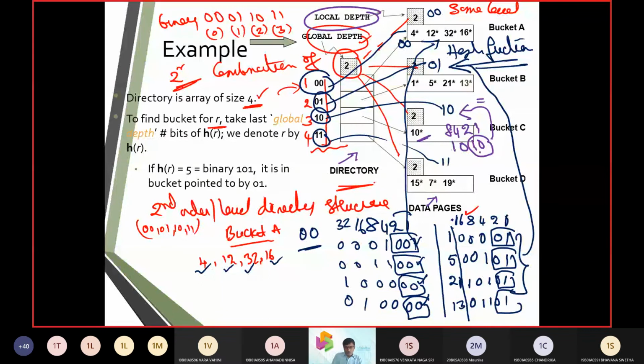Next one. Next one was we have 15, we have 7, and we have 19. Now let us write the things for this. So I can write 16, 8, 4, 2, 1. What is 15 here? 15 is 8 plus 4, 12. 12 plus 2, 14. 14 plus 1, 15. Now the two commonalities, 1, 1.